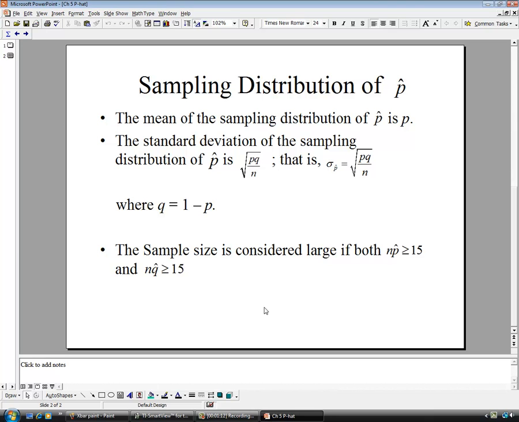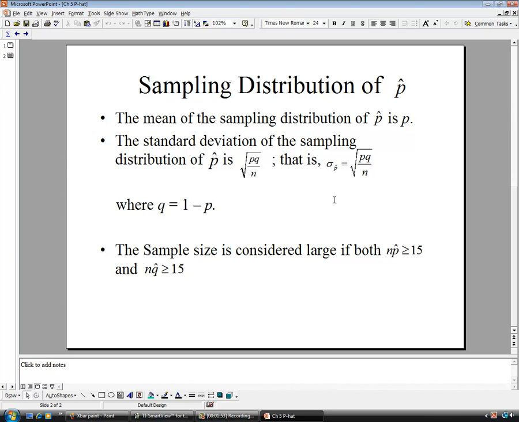The sampling distribution of p hat is going to work in a very similar manner to the one for x bar. It's not surprising that the mean of the sampling distribution for p hat is just p. That's what we expect it to be. So the expectation of p hat is simply p. Now the standard deviation is a little bit more convoluted. This is going to equal p times the complement of p, which is q, or 1 minus p, divided by n, and we take the square root of that. So sigma of p hat is the square root of p times q over n.